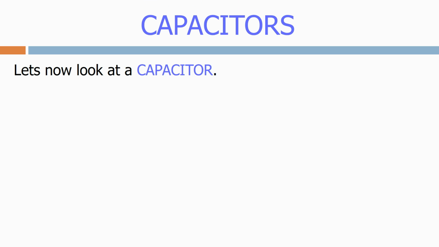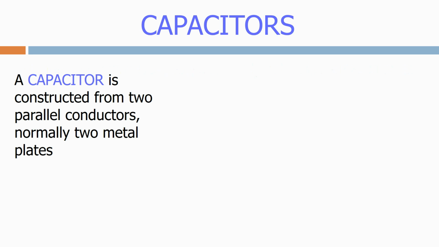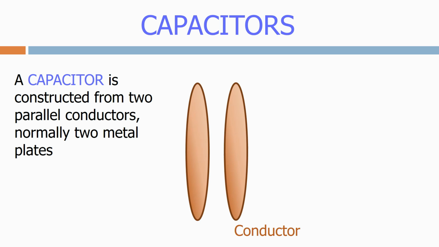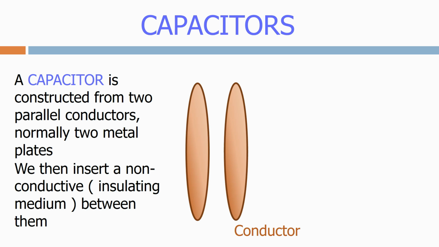Let's now look at a capacitor. Firstly, what is a capacitor? A capacitor is constructed from two parallel conductors, normally two metal plates as shown here. We then insert a non-conductive insulating medium between them.